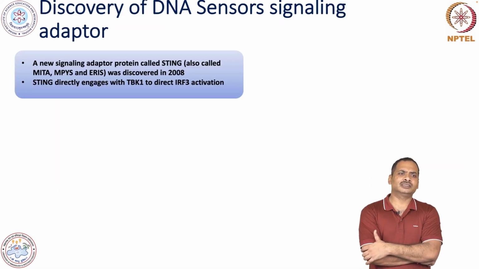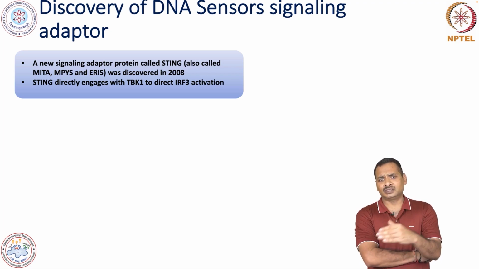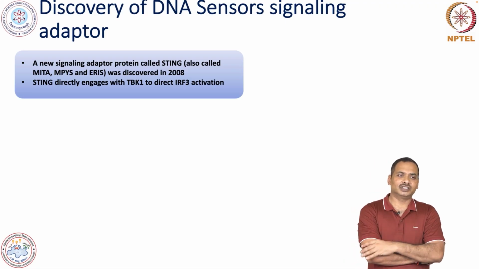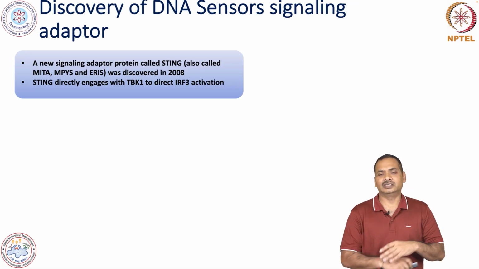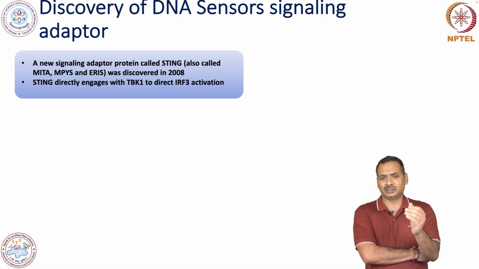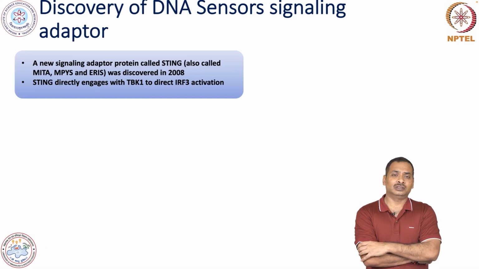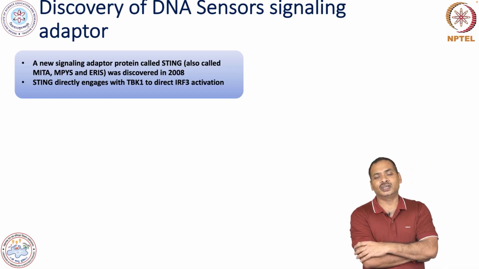After that, there was a discovery of a molecule, an adapter protein called STING. When STING was discovered, the same molecule was simultaneously reported by several other groups, who gave different names like MITA, MPYS, and ERIS. All these names were given independently. People showed that STING directly engages or activates TBK1 upon DNA stimulation. So, this suggested that STING plays a very important role in activation of TBK1 and subsequent activation of IRF3.